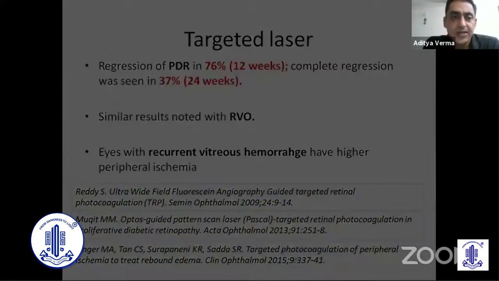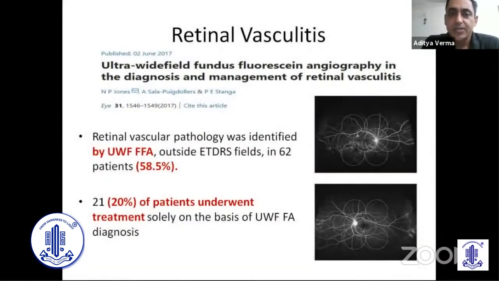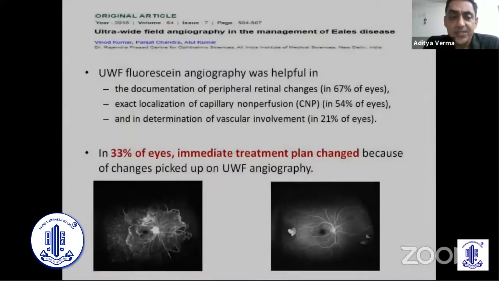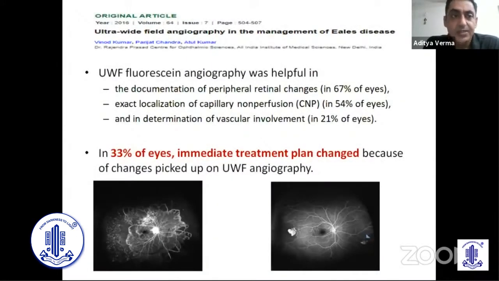I'm going to touch upon retinal vasculitis and the role of ultrawide field fundus fluorescein angiogram in these eyes. A study showed that in about 60% of the eyes, the vascular pathology was identified only with the help of ultrawide field fundus fluorescein angiogram, and this is quite a significant number. In 20% of the patients, treatment was undertaken solely on the basis of ultrawide field diagnosis. This study by Professor Atul, published in 2016, also showed that in one third of the eyes, the immediate treatment plan was changed because of the changes picked up on the ultrawide field angiography, which is a significant number when you're planning treatment for eyes with vasculitis.